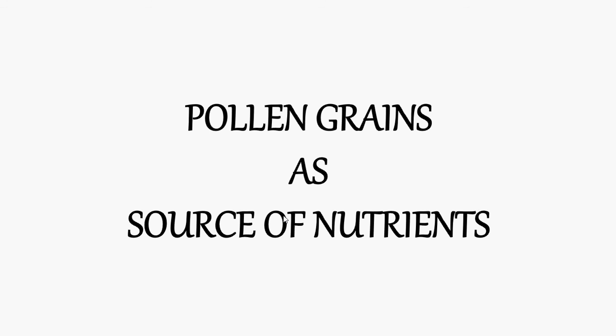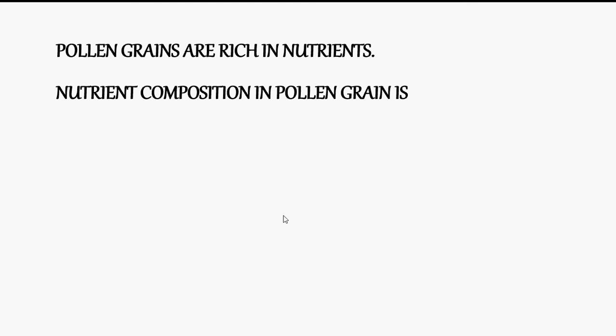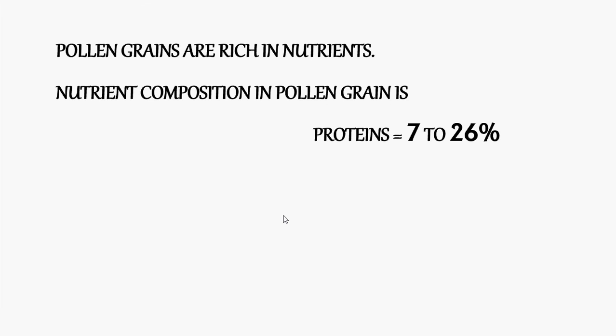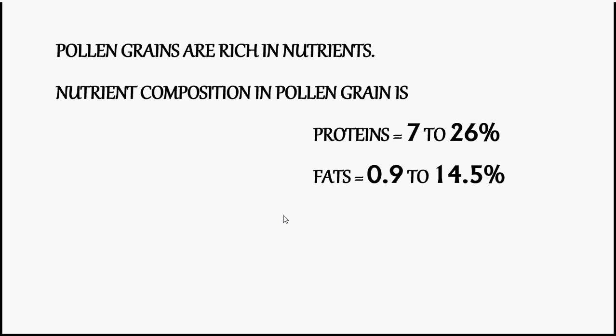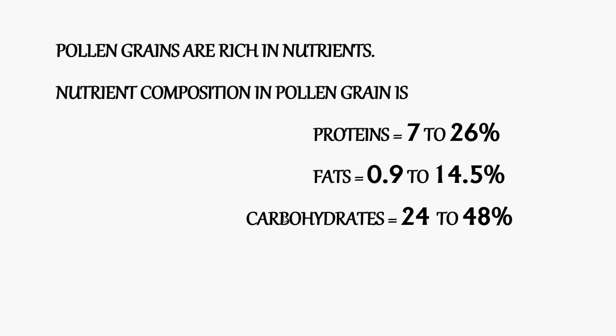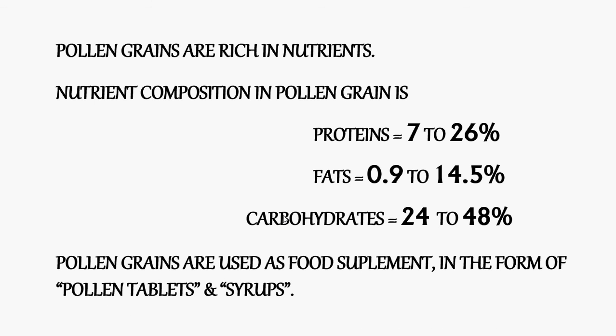Pollen grains as a source of nutrients. Pollen grains are rich in nutrients. The nutrient composition in pollen grain is proteins 7 to 26%, fats 0.9 to 14.5%, and carbohydrates 24 to 48%. Pollen grains are used as food supplements in the form of pollen tablets or syrups.